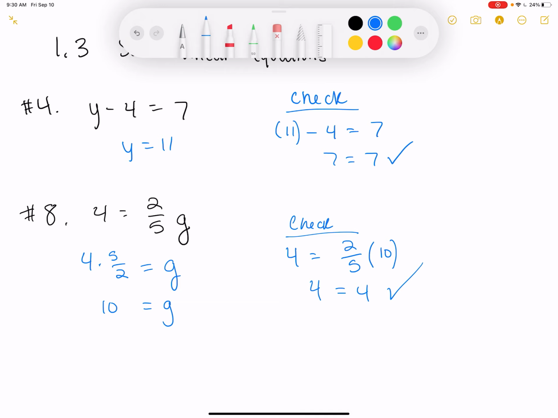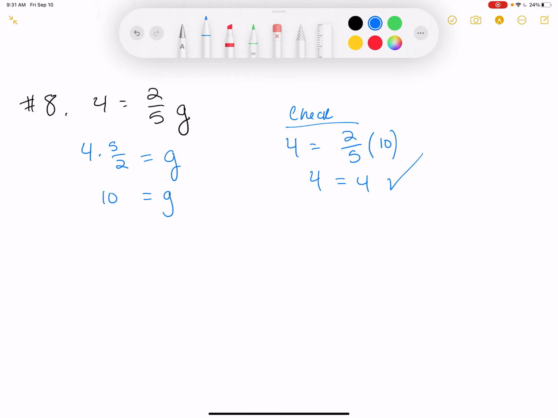Okay, so you don't have to show every single little step. Like you don't have to show that you canceled out the 5 and the 10 and then you multiplied by 2. This is easy math at this point, so you don't have to show all those steps, but you do need to show that 4 is equal to 4 when you check it, or in the first one, 7 equals 7, so that I know you actually paid attention to it and didn't just write the statement down again and call it a day.